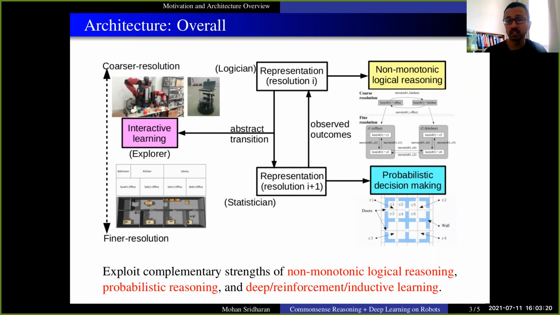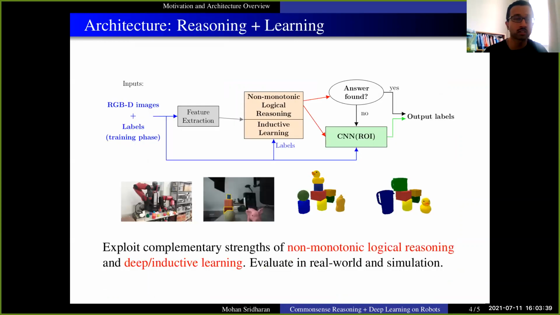Now, the key thing here is, of course, that for any given abstract transition, you can guarantee that there exists a sequence of transitions at a finite granularity, right? And here we are integrating the strengths of non-monotonic logical reasoning and probabilistic reasoning. But because this knowledge is incomplete, we also allow for different kinds of learning mechanisms, right? That brings us to the interactive learning mode.